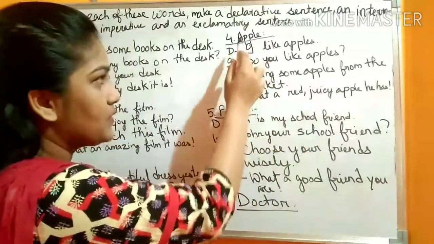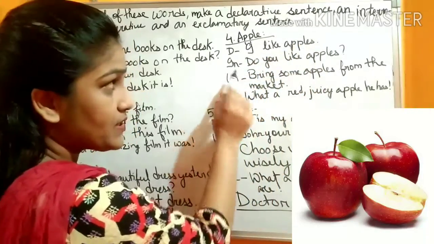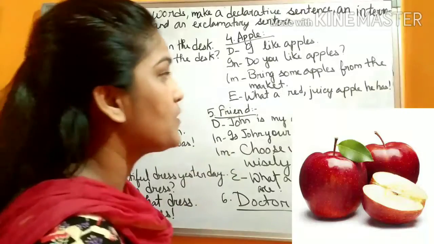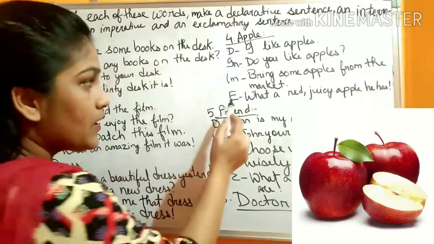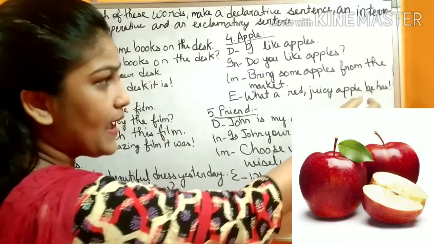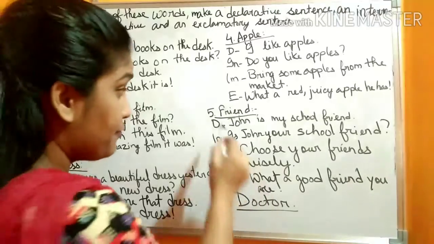Now, number 4, apple. Declarative, you can write I like apples. Interrogative, do you like apples? Imperative, bring some apples from the market. Exclamatory, what a red juicy apple he has. Give an exclamation mark.